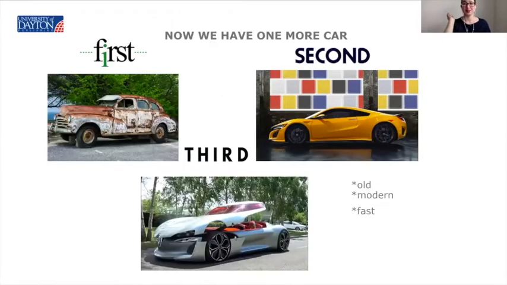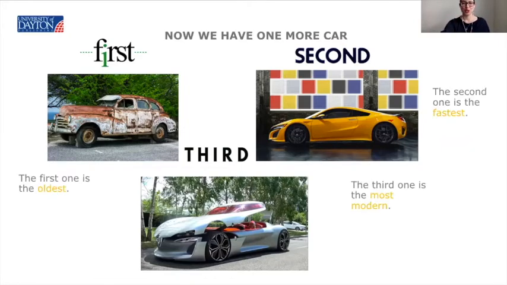Now we have one more car, okay? We got the first one that is the same. We have the second one that is the yellow one, and then we have the third one that looks like it comes from the future, okay? Now we got the words old, modern, fast, and I want you to try to make a comparison in your head and to think about how the speech will go, okay? Ready? All right.